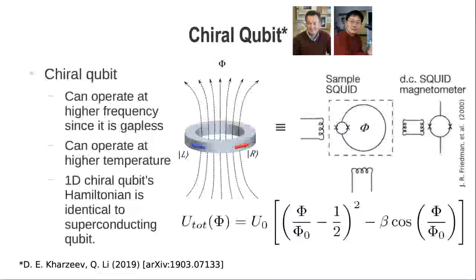Why would we want to do this? First of all, this chiral phenomena might be observable at room temperature. 3D chiral phenomena has been observed at room temperature, so they might be robust. Second thing is, because they are gapless, they can be operated very fast. Superconducting qubits cannot be operated beyond a certain frequency because of the superconducting gap. But chiral fermions can be operated at terahertz frequency.